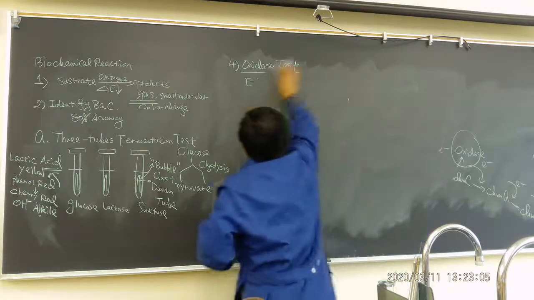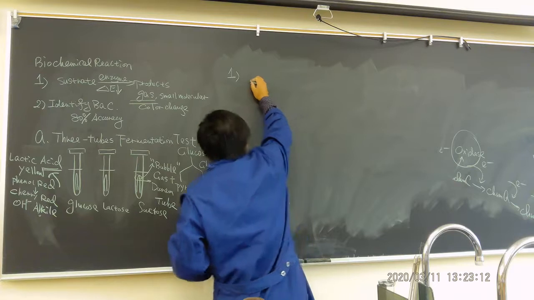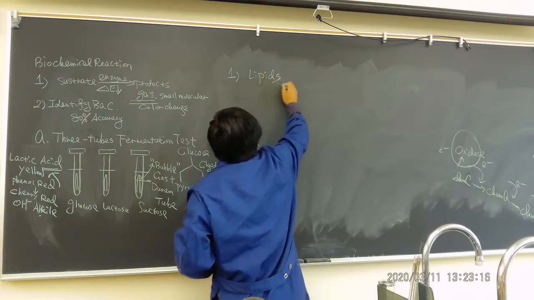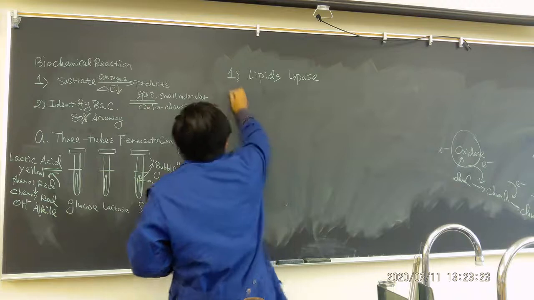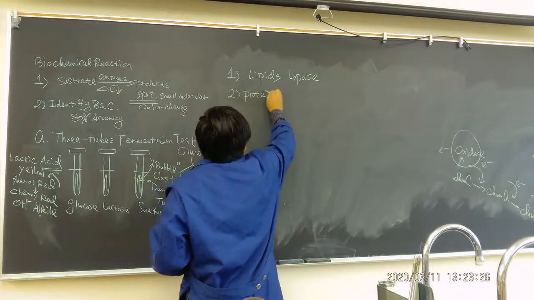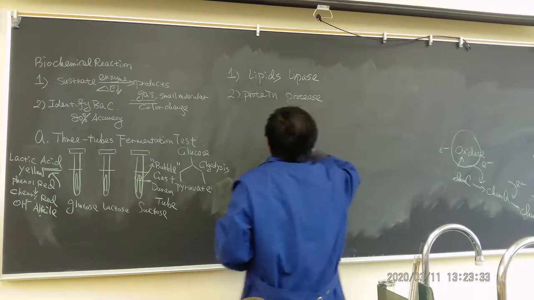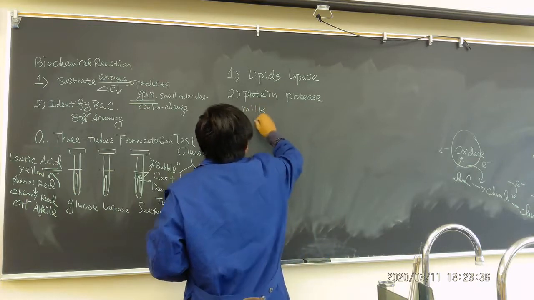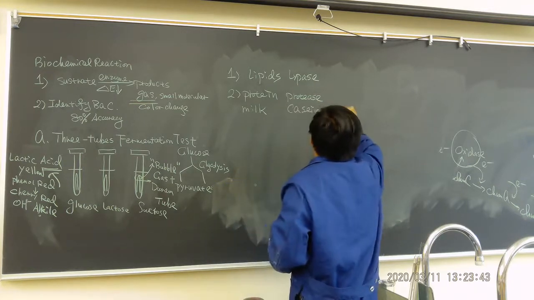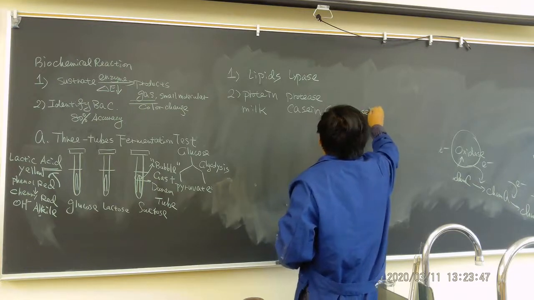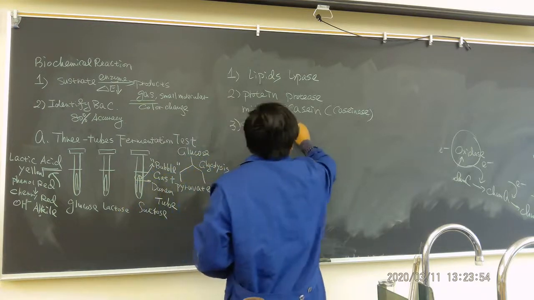So that's why we have another test called the enzymatic test, which shows how bacteria can use these. Bacteria can use lipids if they have lipase. Bacteria can use protein if bacteria have protease. And for milk, typically milk has a high amount of casein, which means bacteria need caseinase. Number 3, bacteria also can use starch if they have amylase.